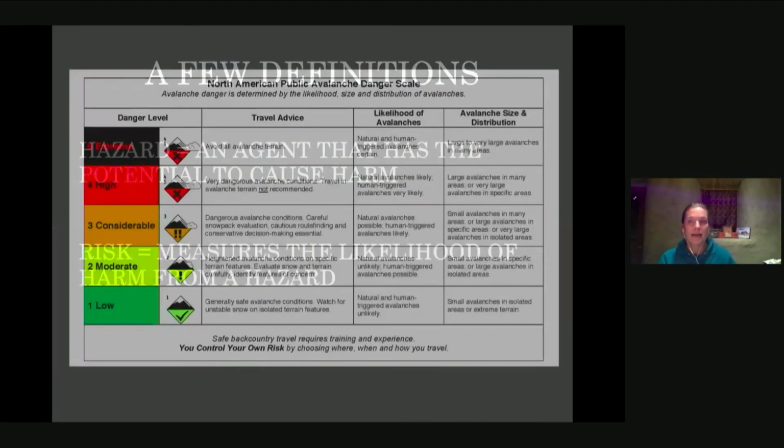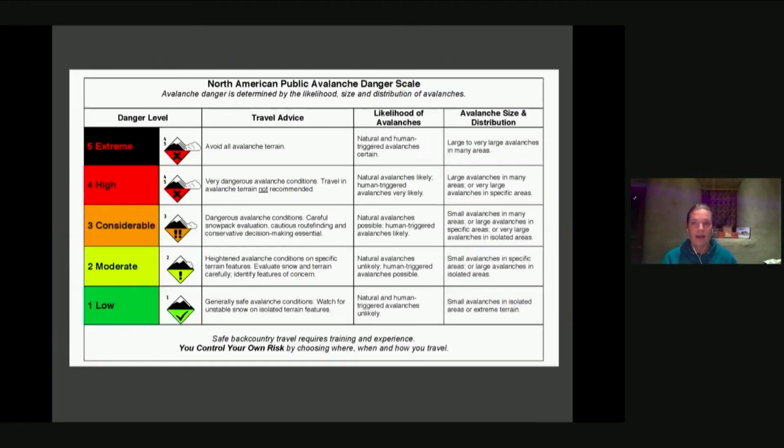To translate that into the snow and avalanche vocabulary, and again, if you saw this last year, take this as a refresher, that's my goal. When we think about hazard in the world of snow and avalanches, we think about the North American Public Avalanche Danger Scale. In our case, danger is used synonymously with hazard. So this just exists. The avalanche danger exists in the mountains, and it can go anywhere from low all the way to extreme.